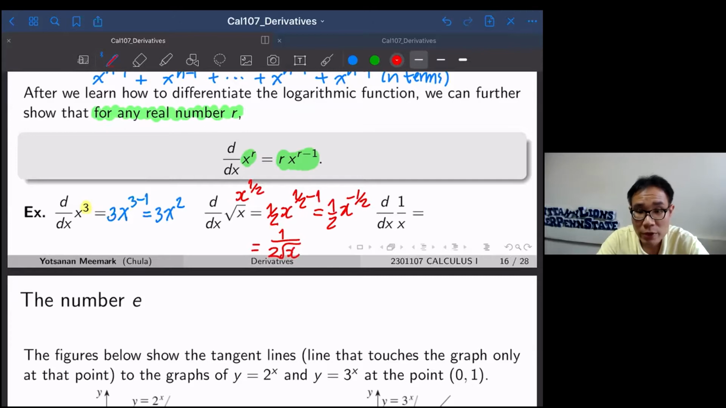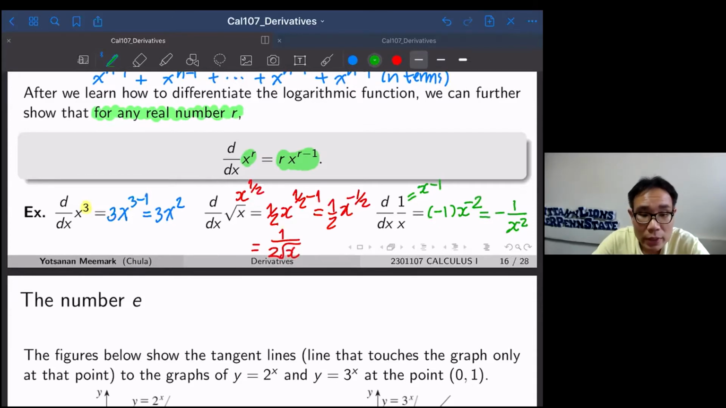Another one is going to be d/dx of 1 over x. So this guy is x to the negative 1. So it's going to be negative 1 come down. Okay, so negative 1 comes down, x to the negative 2. So this guy will be negative 1 over x squared.